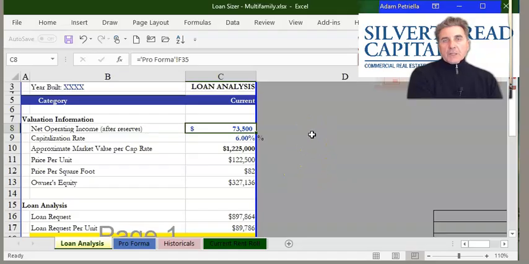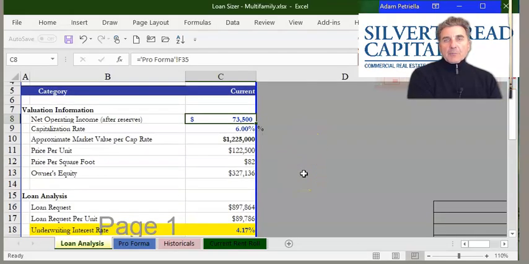But if you look on LoopNet or you look on Marcus and Millichap or any other brokerage site which can provide you flyers or setups or packages of properties for sale in your area, you'll get a feel for what cap rates are in your particular area.